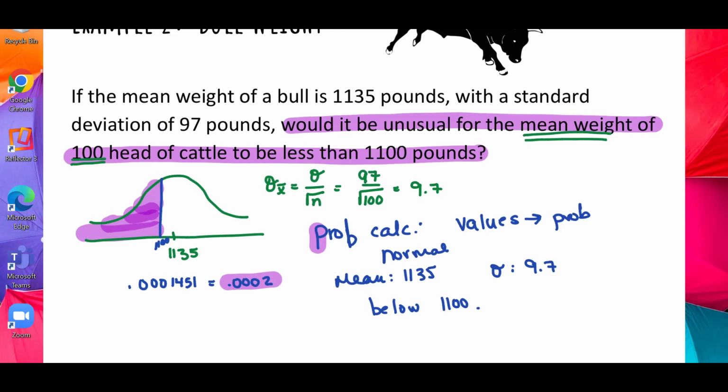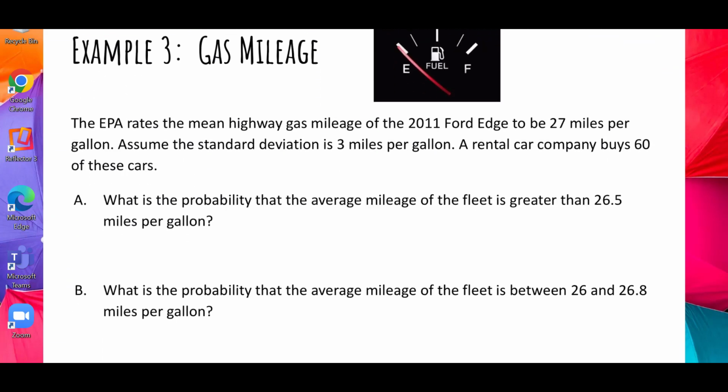So would it be unusual? The reason we found the probability is because of that question. Unusual is any probability that's less than 5%. So it is less than 0.05. So yes, it would be unusual. That's why we found the probability to start with. All right, moving on. Gas mileage.